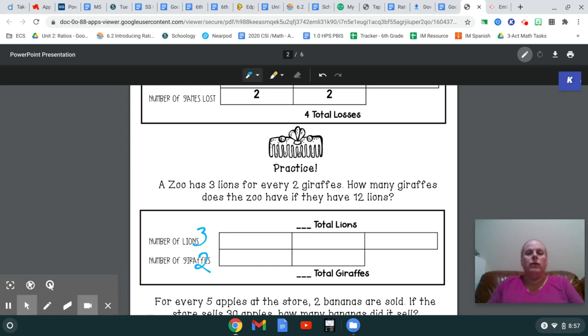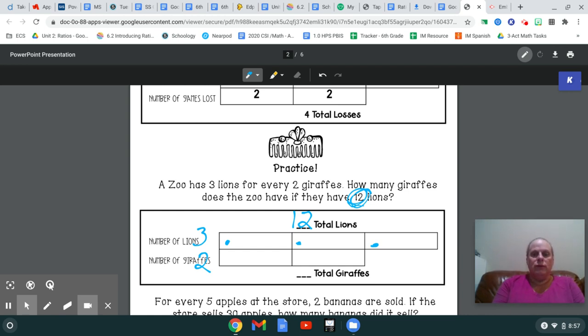Okay, so a zoo has 3 lions for every 2 giraffes. How many giraffes does the zoo have if they have 12 lions? All right, so they tell you this. They say we have 12 lions. So we can go ahead and fill that in. 12 lions.